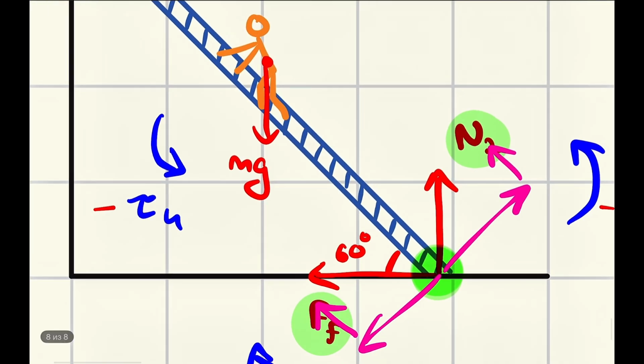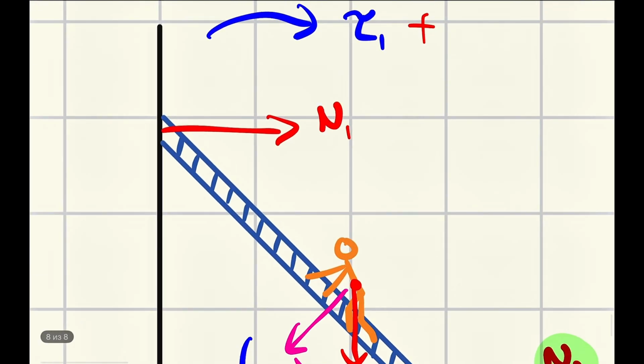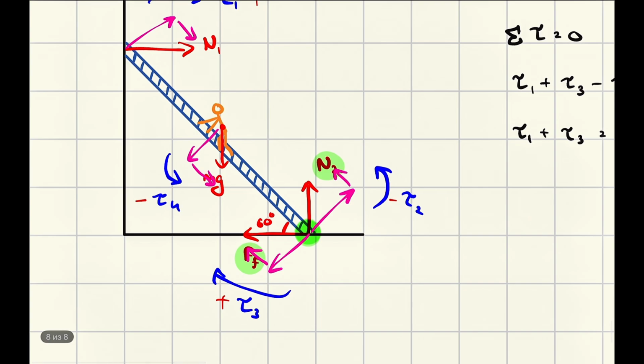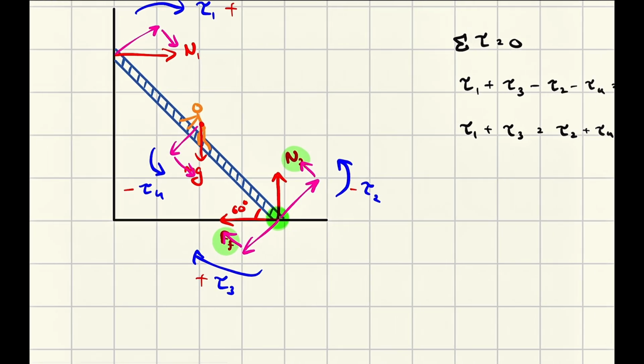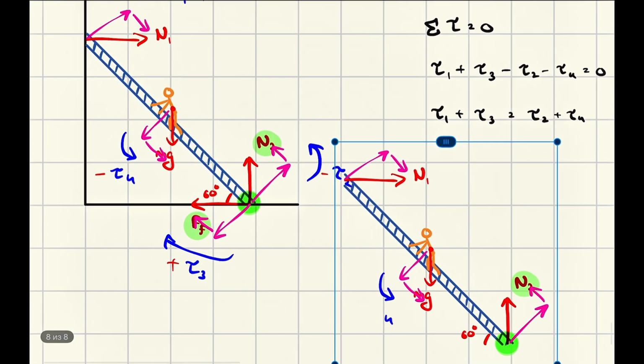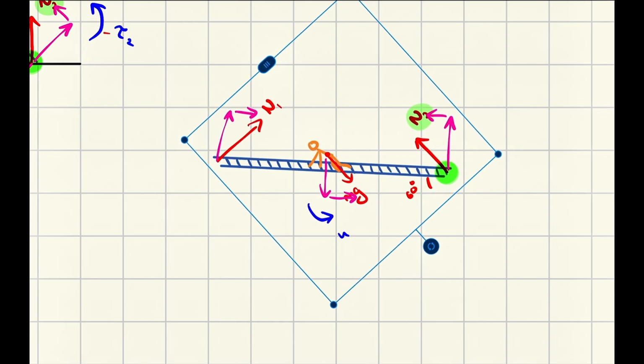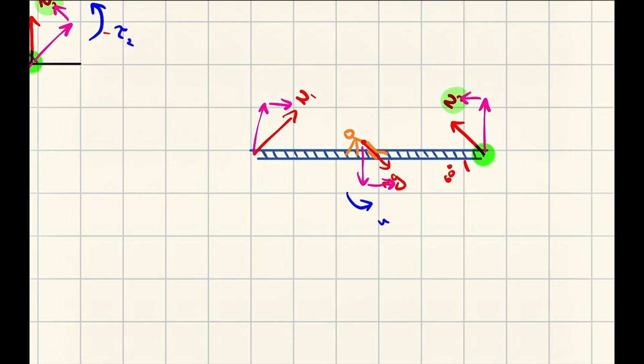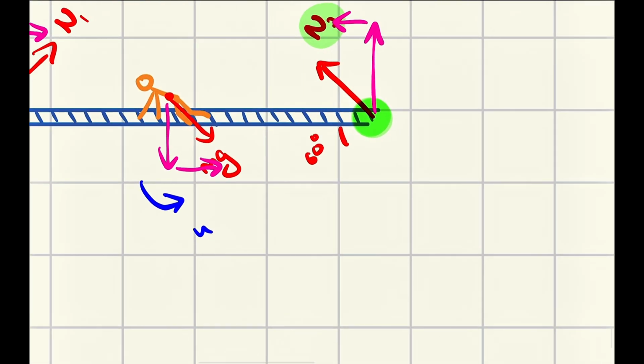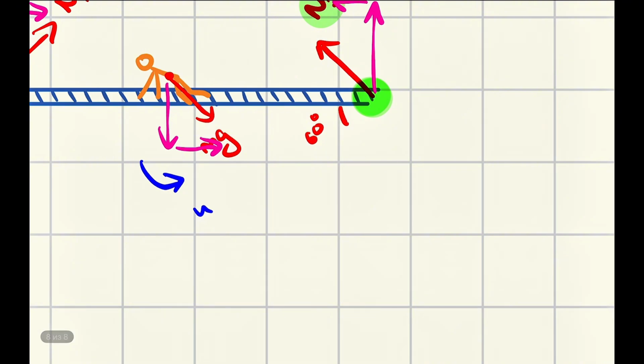And mg has a component down and here. Normal force has a component here and here. And if you ask me how I do it, in fact, it's not that hard, but let me take this thing and show you one more time how I identify these components. So if I take this thing and I rotate it like this, I also have this force.